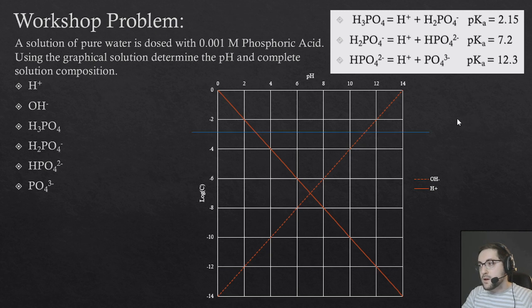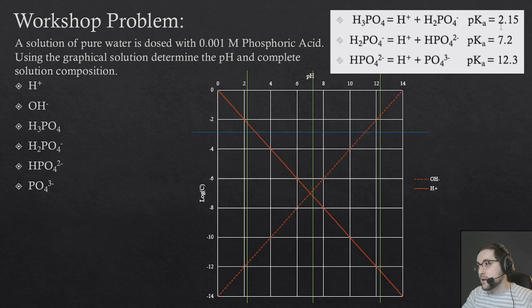And then to start off solving the problem, we're just going to draw a straight horizontal line at log of negative 3. That's going to be our concentration of our acid. So we know that we have 0.001 molar phosphoric acid. So 0.001 is the same thing as log minus 3. 1, 2, 3. So we're going to draw a horizontal line here. And then the next step is to look at our pKa's.